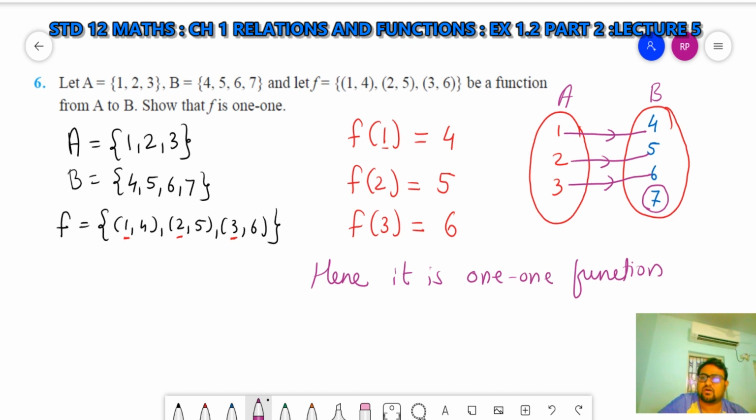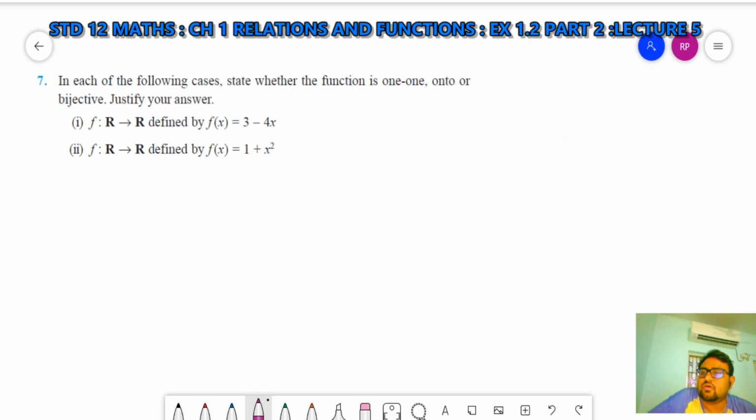Okay, so that was about question number 6. Now let's move to the next, that is question number 7. Question number 7. In each of the following cases, state whether the function is 1-1, onto, or bijective.